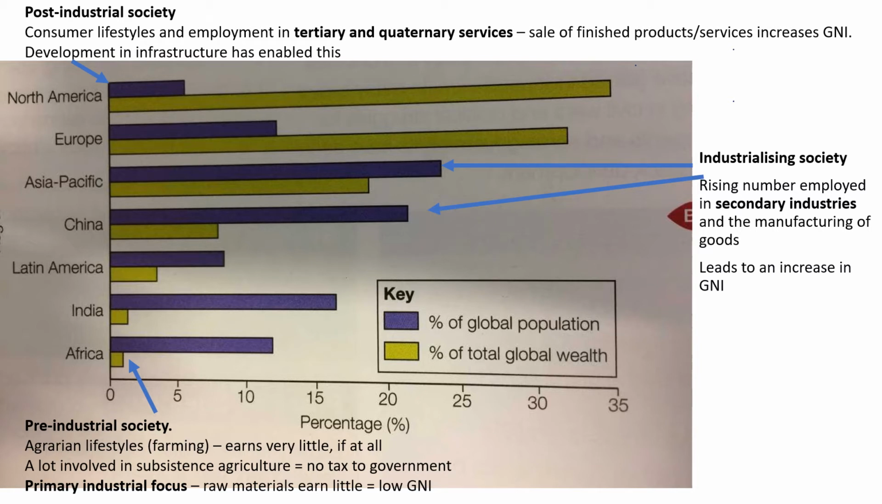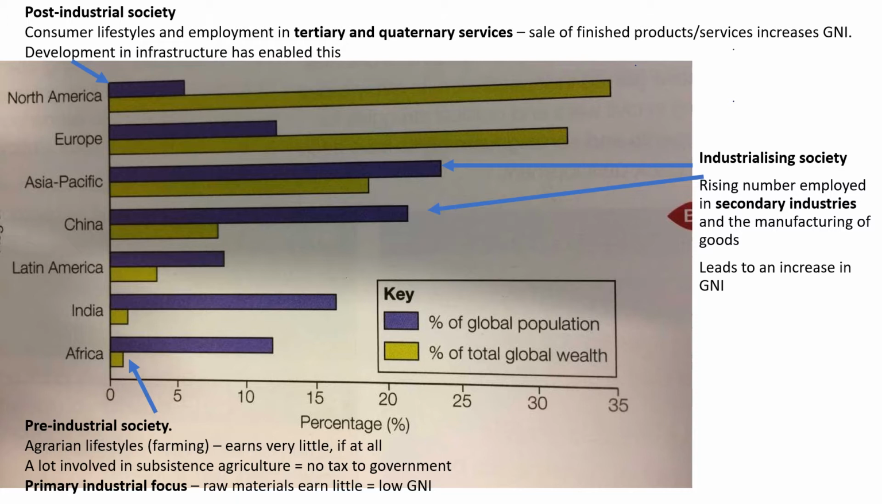So those countries are rapidly industrializing, and they're starting to see the percentage of global wealth increase, which explains why those mustard-coloured bars are growing in those areas. So that explains that chart, and it explains why developed areas have more money. Okay, and it's all to do with the fact that the development in infrastructure has allowed business to thrive and us to move into tertiary and quaternary industries.